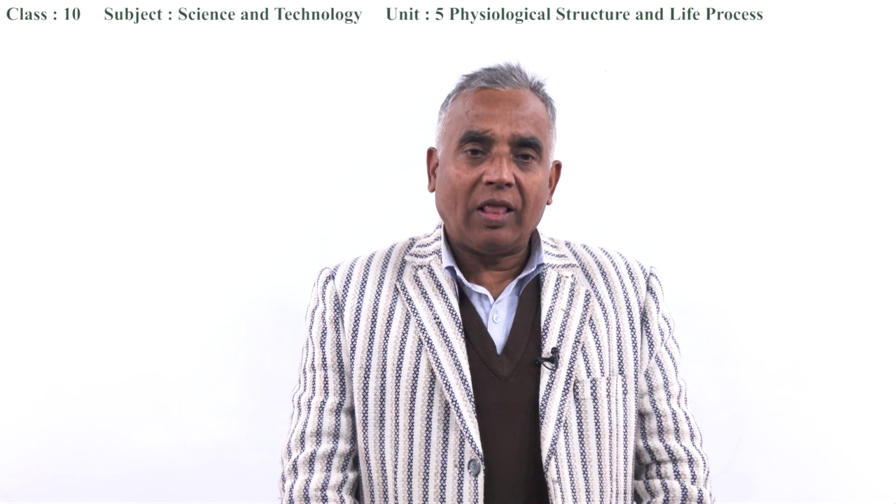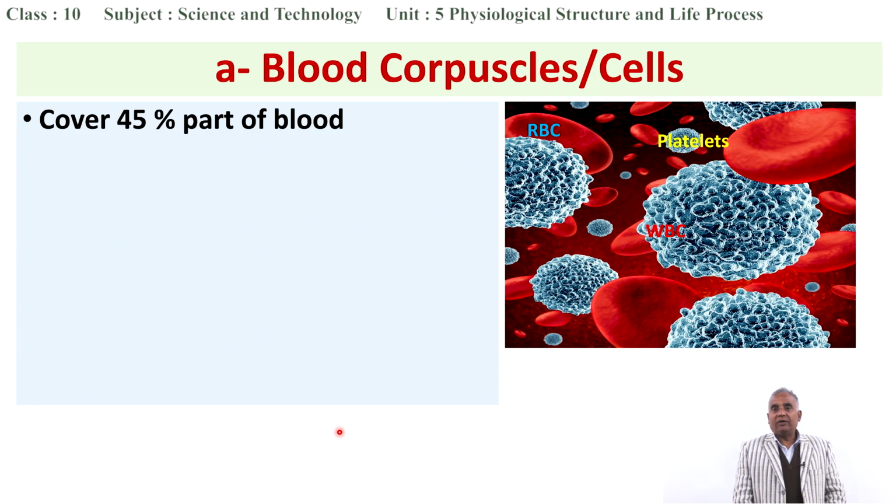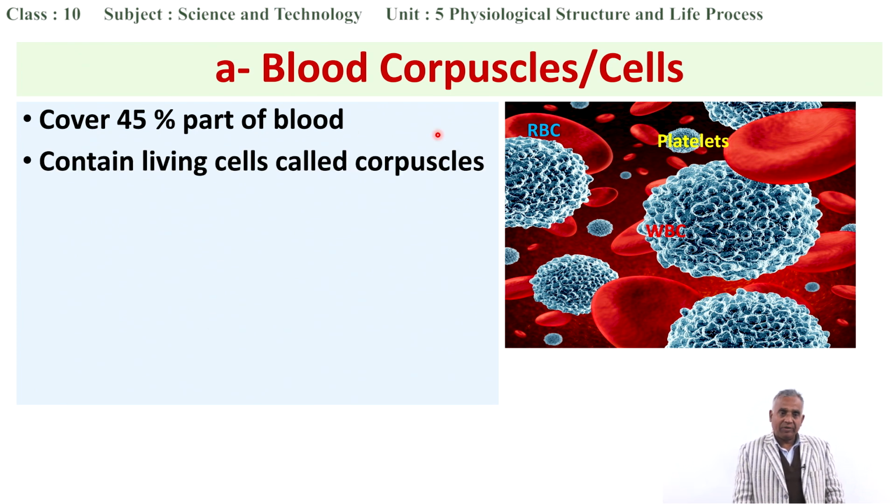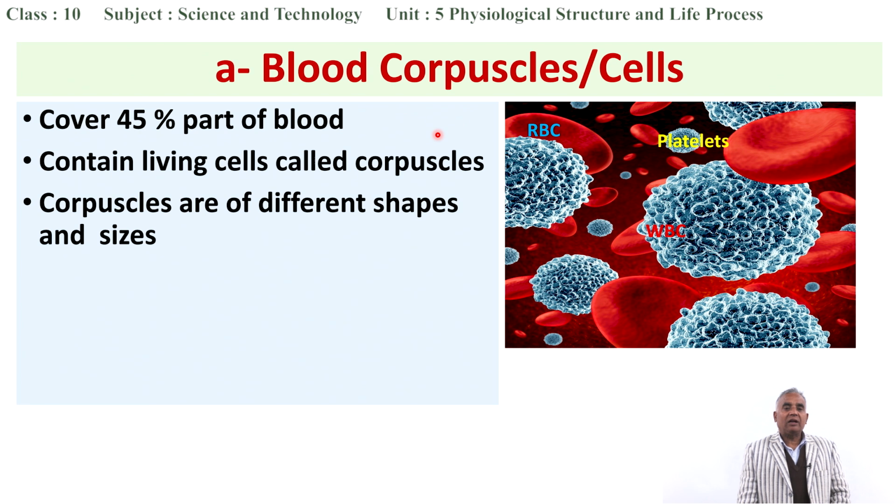Now see, blood capsules or blood cells cover 45% of the blood. It is already given that they contain living cells called capsules. Capsules are of different shapes and sizes. In the diagram, you can see that this is the biggest blood cell. It is the WBC or leukocyte.